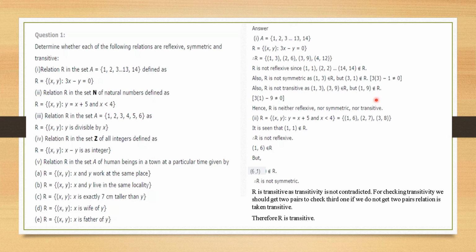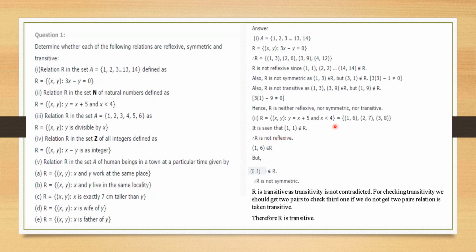The second question is your relation R in the set of natural numbers N, R = {(x, y): y = x + 5 and x < 4}. Let us build the roster form. For x less than 4, we will take 1, 2, 3 and we will get the pairs (1, 6), (2, 7) and (3, 8). Now as you cannot see (1, 1), (2, 2) like this, these do not belong to R, so it is not reflexive.